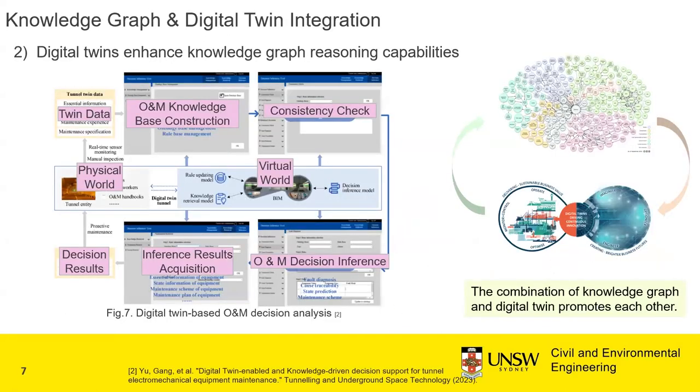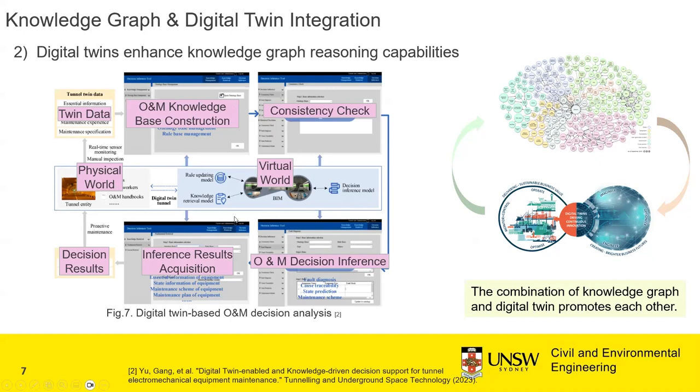From another perspective, digital twin itself can also enhance the knowledge graph reasoning. Here is the full loop of the knowledge graph reasoning process. If we don't have the digital twin, the data is mainly from the physical world, but we all know that a digital twin can provide a virtual world so that different sections of the reasoning process can obtain data not just from the physical world, but also from the virtual world.